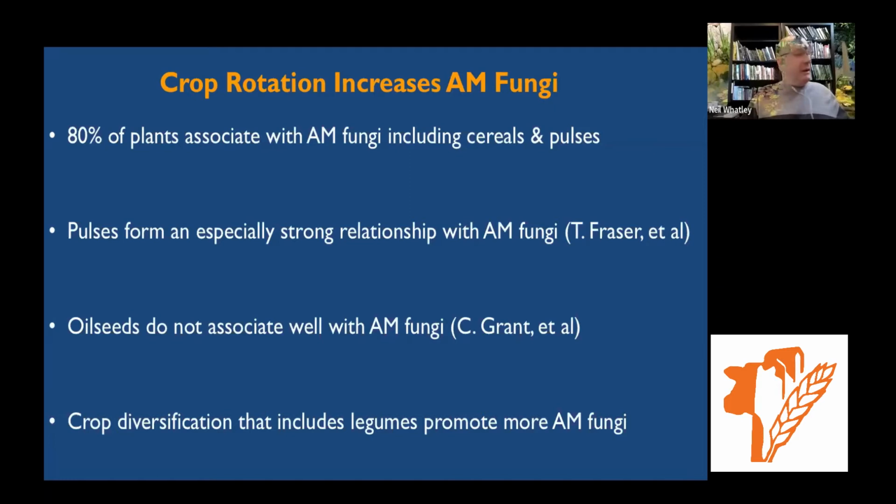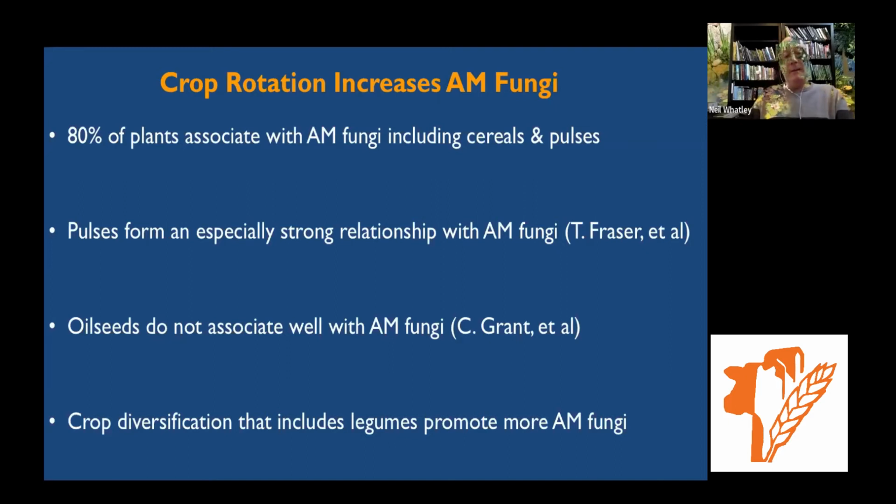Crop rotation increases AM fungi. So 80% of plants associate with AM fungi, including cereals and pulses. Pulses have an especially strong relationship with AM fungi, researchers found out. Now, Dr. Cynthia Grant and others at the University of Manitoba found out that oilseeds do not associate well with AM fungi. So if you do have canola, mustard in your crop rotation, you really do need to have pulses in there to keep that soil healthy.